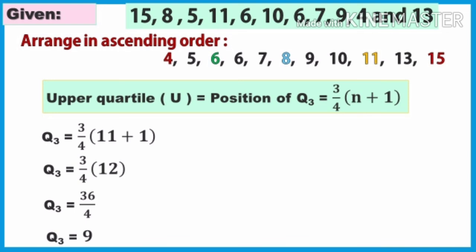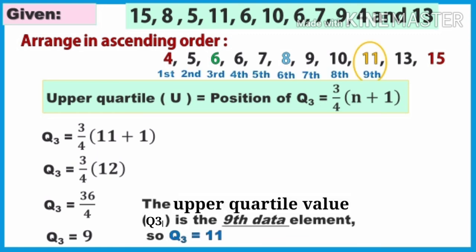So, multiply natin yung 3 and 12. So, 3 times 12 is 36 over 4. Just copy the denominator. Then, now we have 36 divided by 4. The answer is 9. So, the position of the third quartile is 9. Pang 9 ang upper quartile sa given data. Okay? So, it means that the upper quartile value is the 9th element.